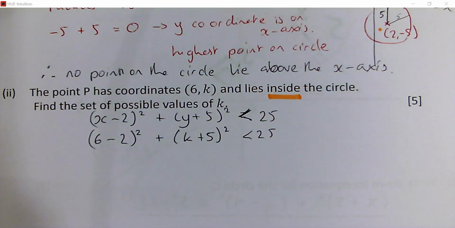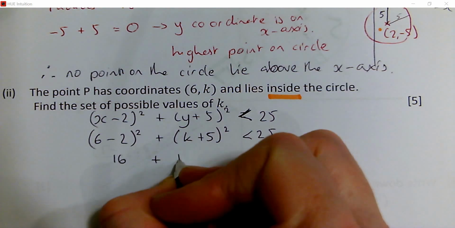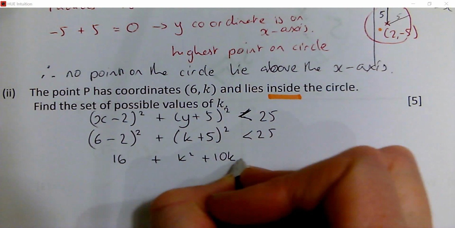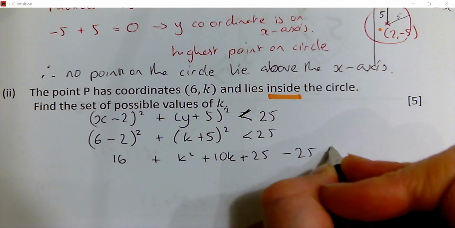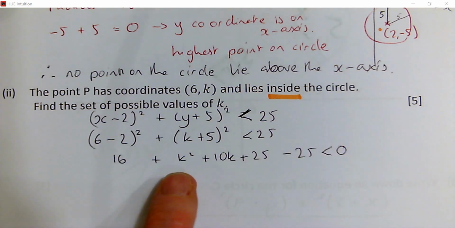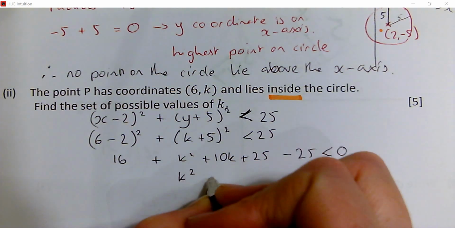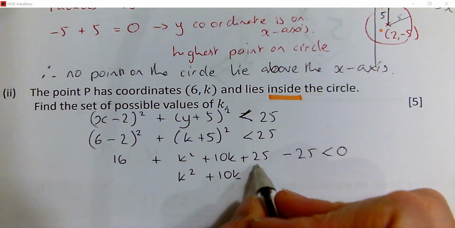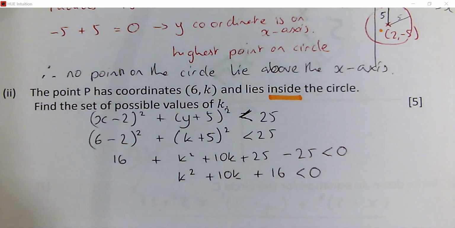Okay, and then we just need to do some expanding. So that's going to be 4 squared, which is 16. And then k squared plus 10k plus 25. Let's subtract the 25 from here because we know that we like having quadratics with zeros. And do a bit of tidying. So we've got k squared plus 10k. This will make 0, so we've still got a plus 16 is less than 0.